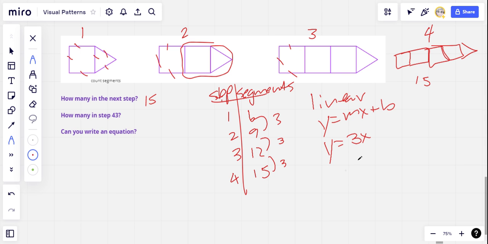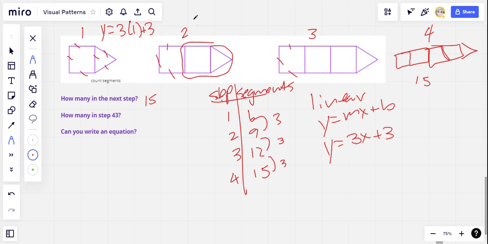So if we were to use this equation right now as it is, we would say y equals 3 times, and in step 1, we'd say 1 for x. Now, calculating that, 3 times 1 is 3, but we've got 6 here, so that's 3 short, so we'd need to add 3 more. So let's put that in our equation. Now, our equation is y equals 3x plus 3.